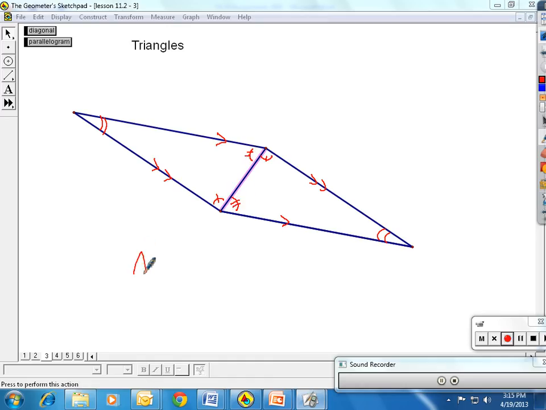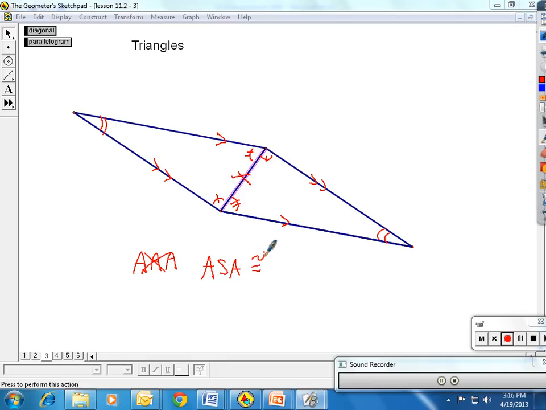And by angle, well, that's not enough. Angle is not enough. There it is. We've got a reflexive there. So, angle, side, angle, congruence. Allows me to see that both of those triangles are congruent.